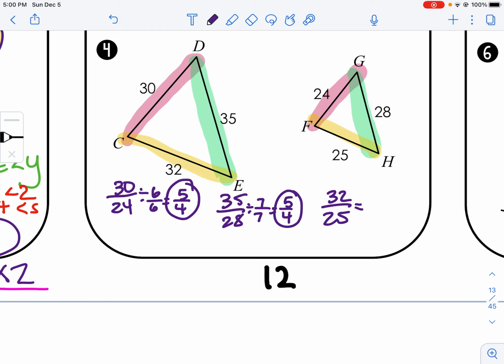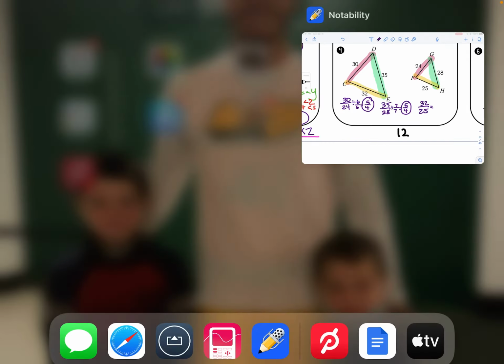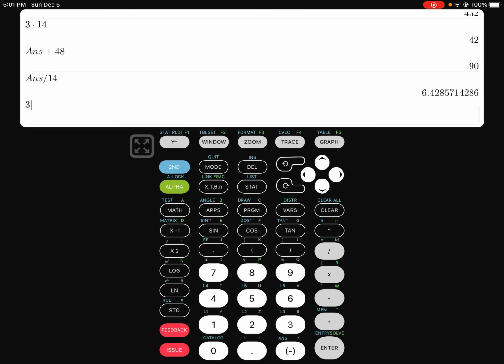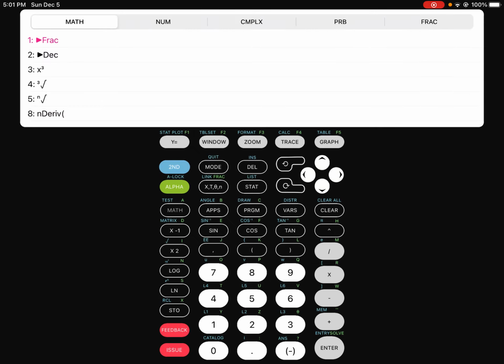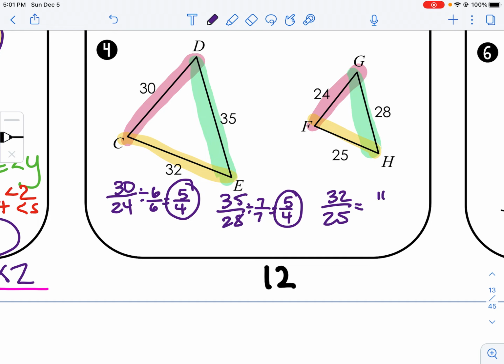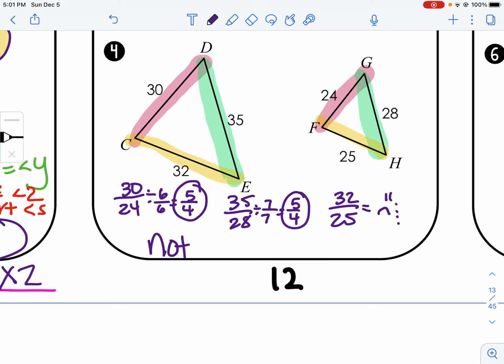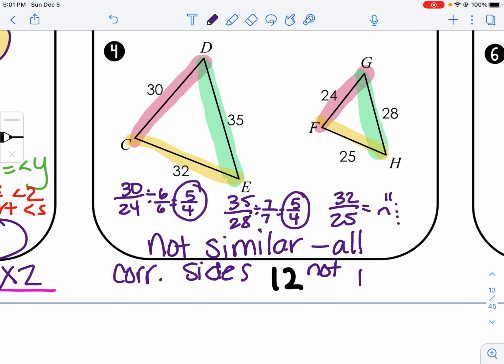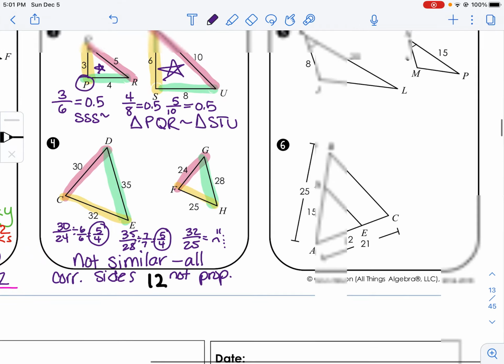So far, so good. And then, what goes into, oh no. 32 and 25. Not 2, not 3, not 4. Uh-oh. All right, so let me go to my calculator. 32 divided by 25. And then I'm going to hit math. And it's already in fraction. Enter, enter. That will not reduce. So guess what, my friends? This is a sad one. These triangles are not similar. Why not? All the corresponding sides are not proportional.